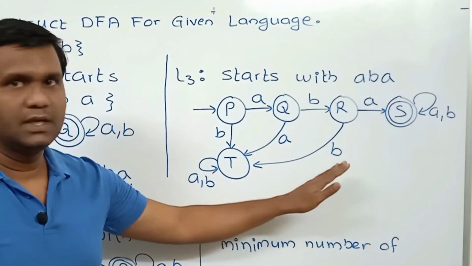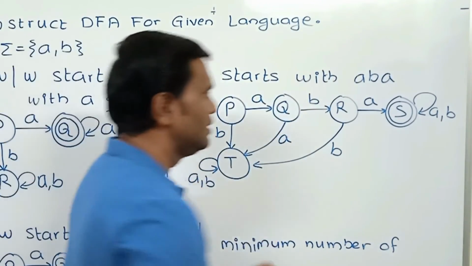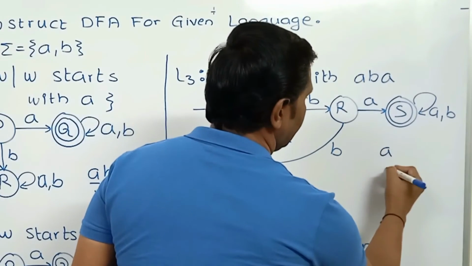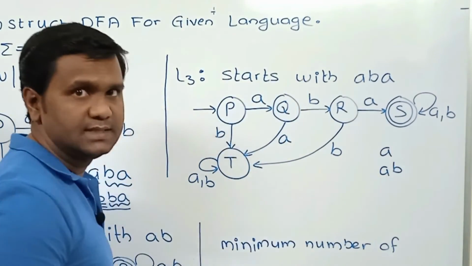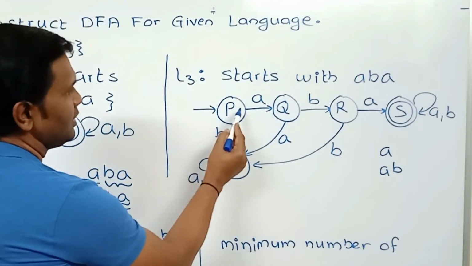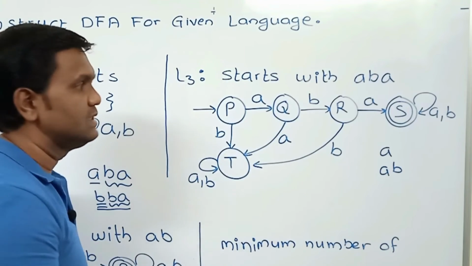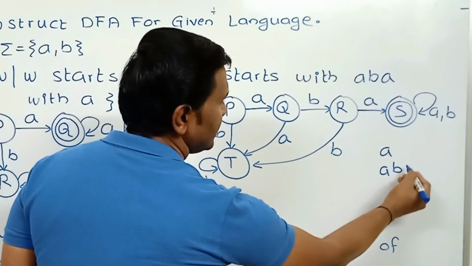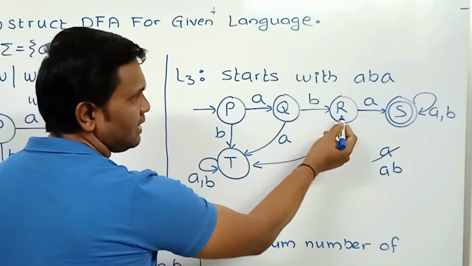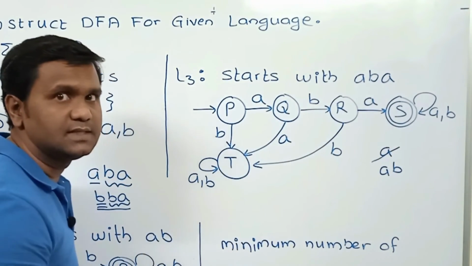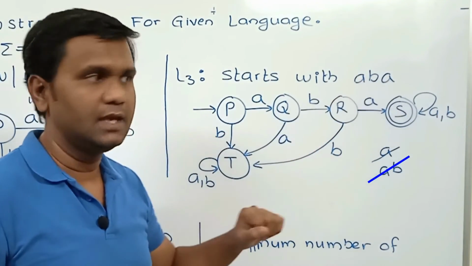One simple point to note is that if the condition is that the string must start with ABA, then strings like A and AB should also be rejected. If we consider A, we enter Q. Q is a non-final state and the string is rejected. If we consider the string AB, then on A and B we enter R. R is a non-final state and the string is rejected. So the string must start with ABA.